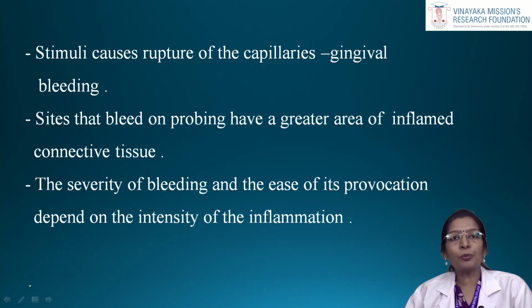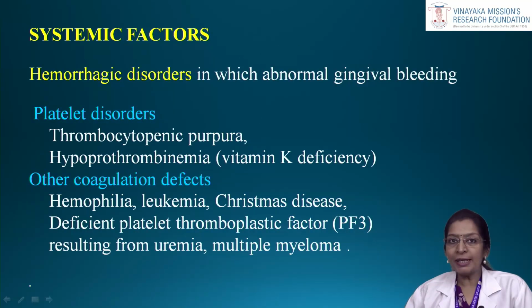The sites that bleed on probing have a greater area of inflamed connective tissue. The severity of the bleeding and the ease of its provocation depends upon the intensity of the inflammation. Those are the local causes for the gingival bleeding.